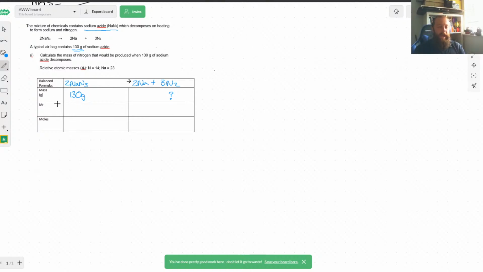So I'm going to work out the molecular mass now. As we've done before, sodium is 23, and I've got one of those. I've got 3 nitrogen, which is 42, I think, which should give me 65. So the mass of this one is 65. The mass of a nitrogen molecule is 28.